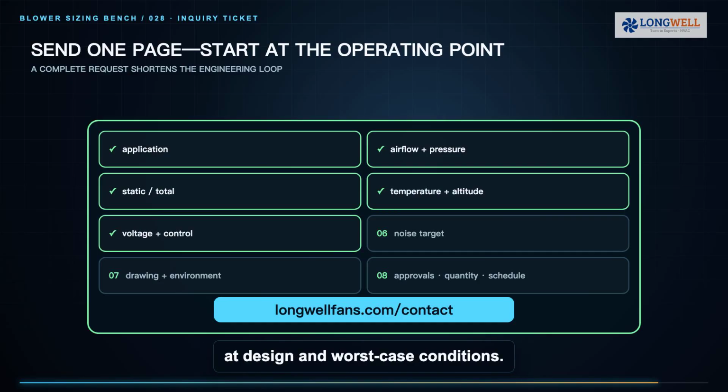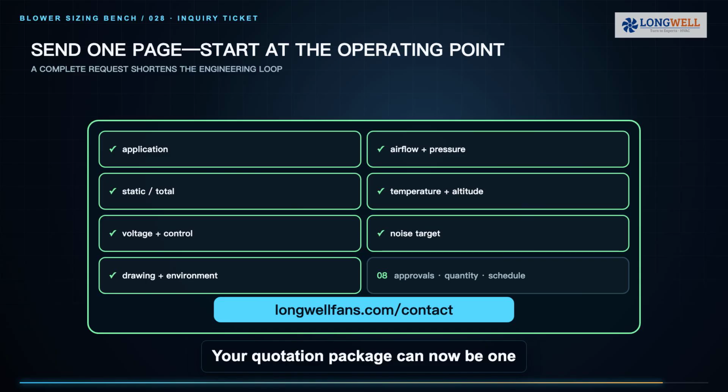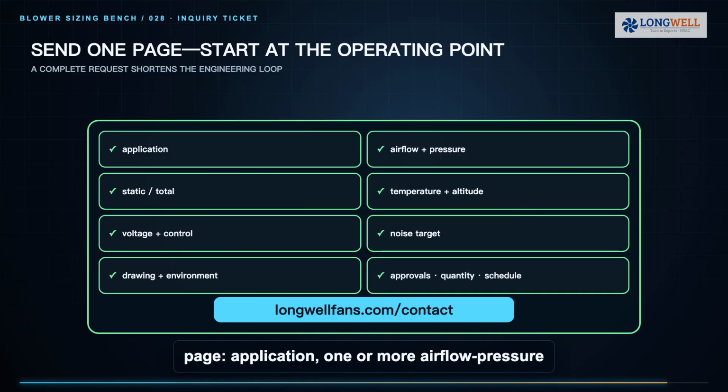Your quotation package can now be one-page application, one or more airflow pressure points, static or total pressure, air temperature and altitude, voltage and control, noise target, envelope drawing, environment, approvals, quantity, and schedule. Send that package to Longwell and the engineering discussion starts at the operating point, not at a guess.